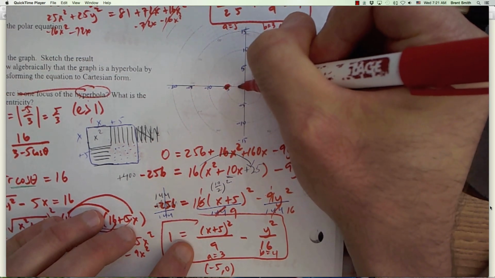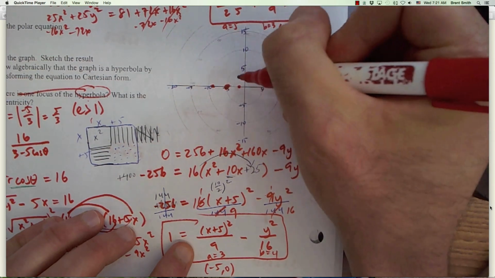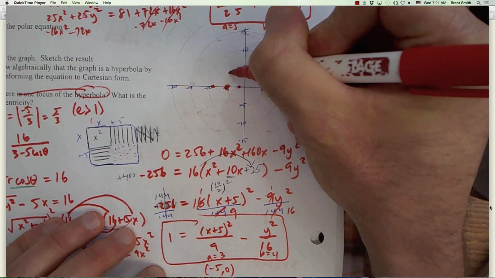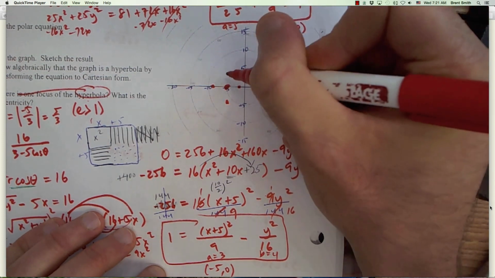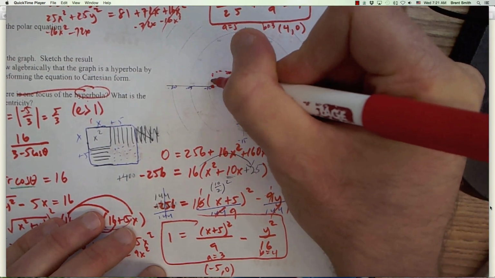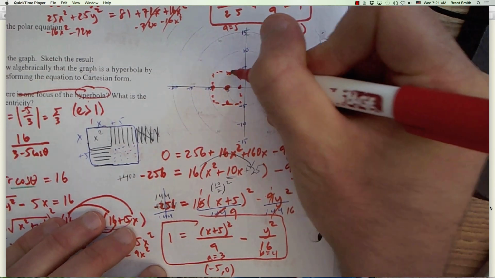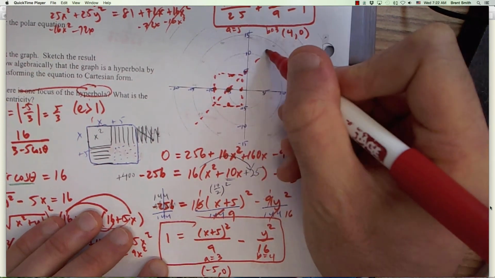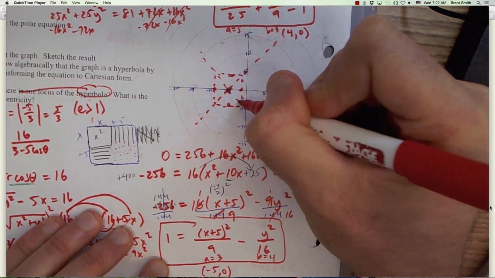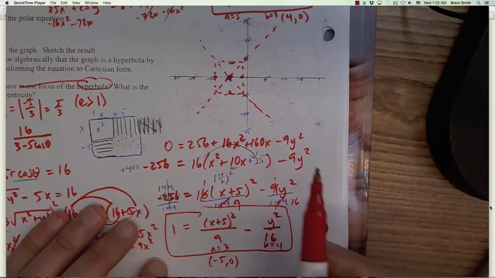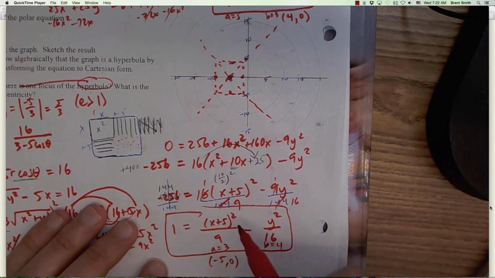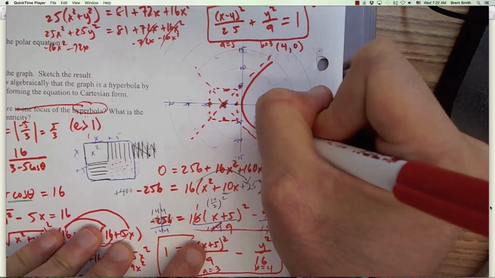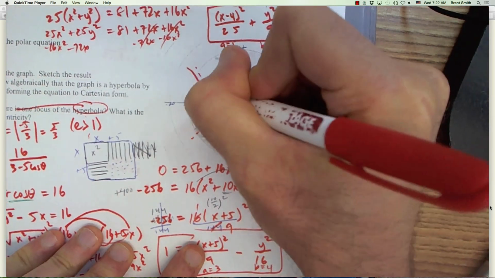Sorry, this is a bad graph. 3 this way, 3 that way. I'm going to go 4 up, 4 down, so almost up to here, almost down to here. I'm going to draw my central box. I'm going to draw my asymptotes. Then I look to see which is the transverse axis. It's the positive one, not the bigger one. It's x, so it's going to open up in this direction here like this.